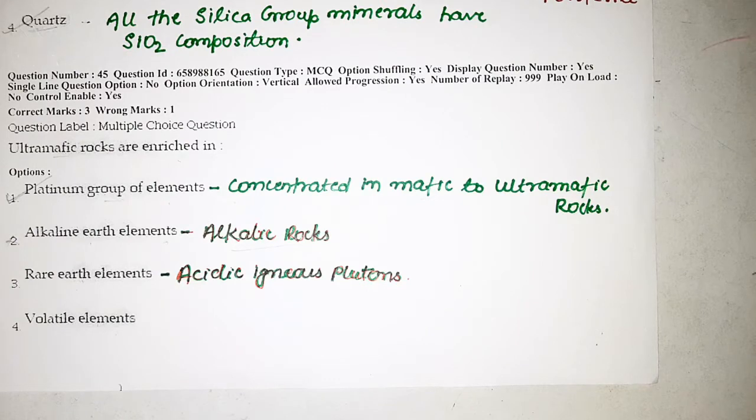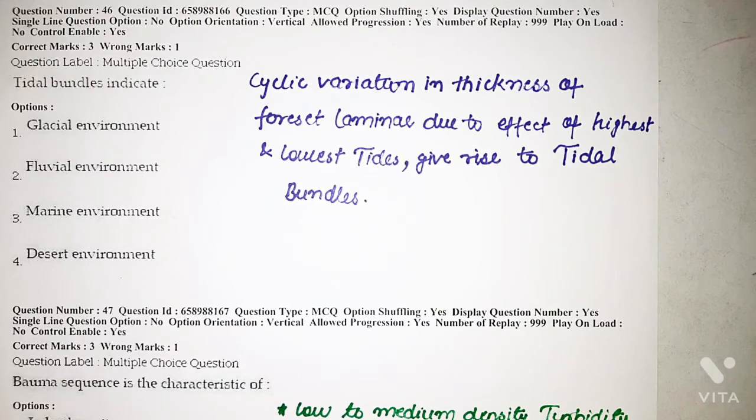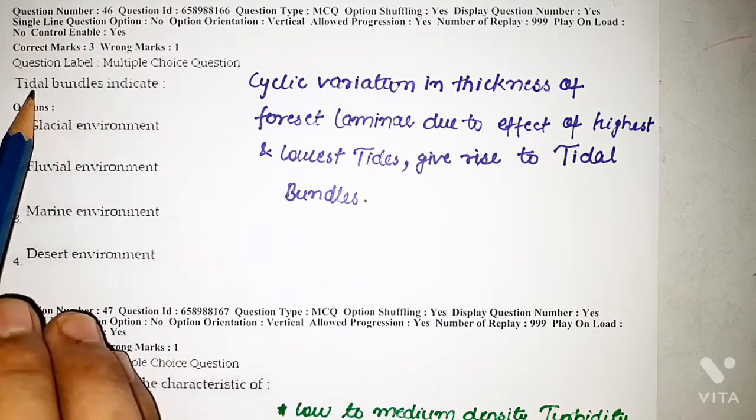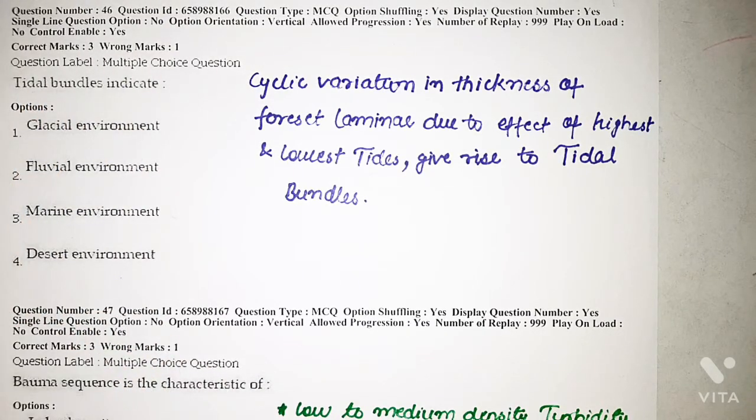Question number 46 says that tidal bundle indicates. So first of all, what are tidal bundles? See, the formation of tidal bundles involves cyclic variation in thickness of foreset laminae due to the effect of highest tides and lowest tides. Highest tide is known as spring tide and lowest tide is known as neap tide.